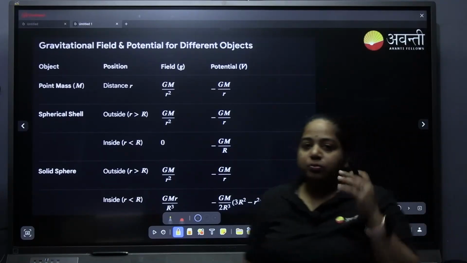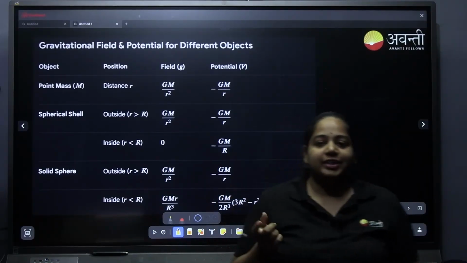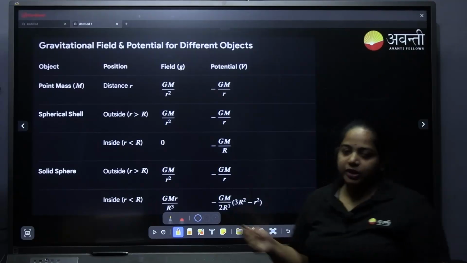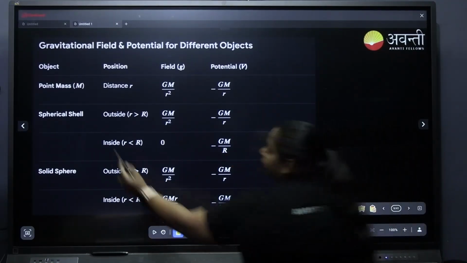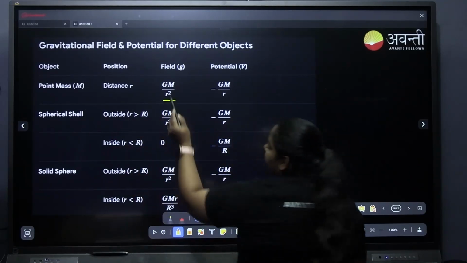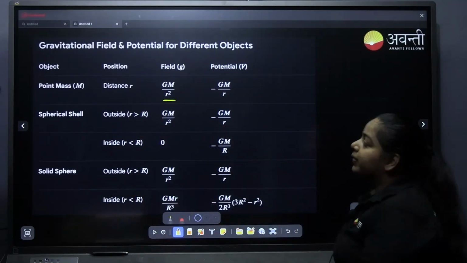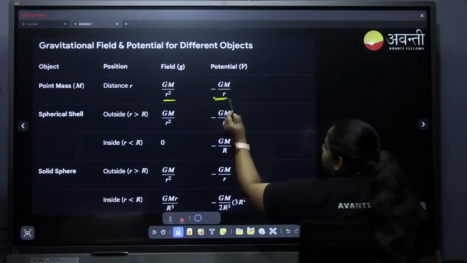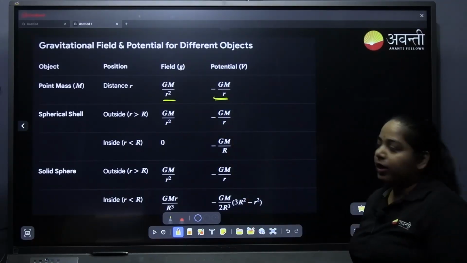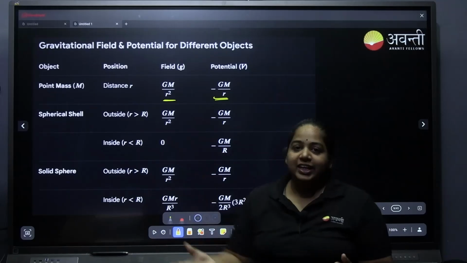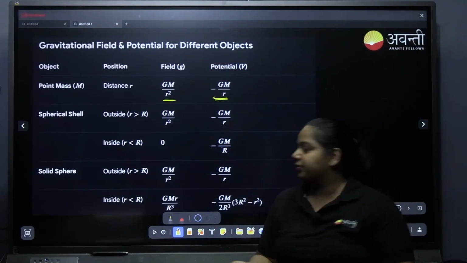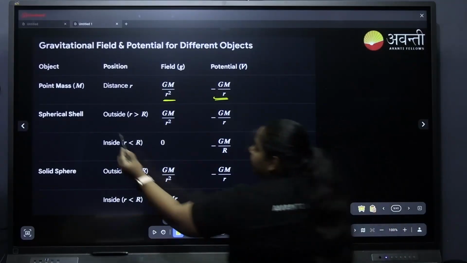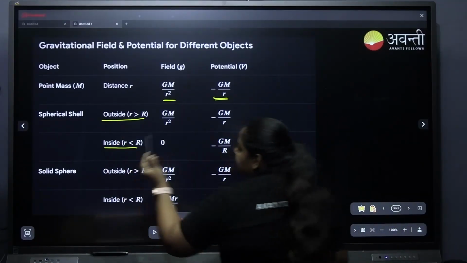For some objects we have to know what is gravitational field and gravitational potential. For that I have considered this. For a point mass we already derived this: gravitational field is Gm by R square, gravitational potential is minus Gm by R. Now coming to a spherical shell. Shell means inside is hollow, nothing is there, empty, only the surface will be there. There are two cases, outside and inside.